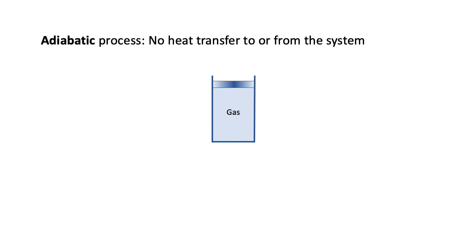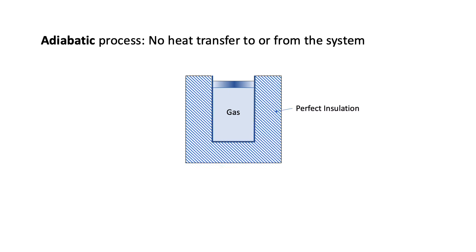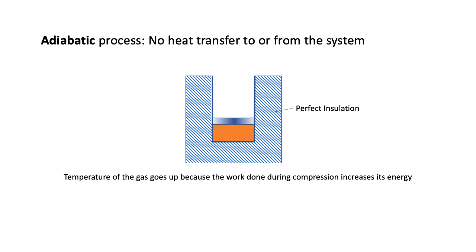A different type of process is what is known as an adiabatic process. And this is one in which there's no heat transfer to or from the system. Now we can do that by putting an insulation around the cylinder, and we assume that this is a perfect insulation so that there is no heat lost. Now, while we compress the gas, the temperature of the gas will go up because the work done during compression increases the energy of the gas.